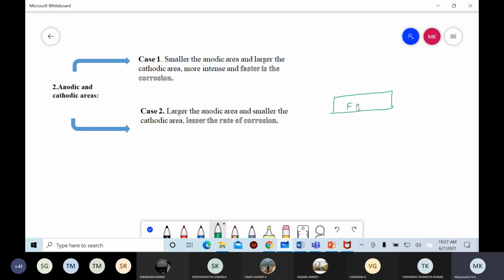This is an iron metal. On the surface of this iron metal, I coated a tin metal. Complete tin metal is deposited in these areas. So this is a tin metal. So in this iron and tin metal, iron acts as an anode, tin acts as a cathode.